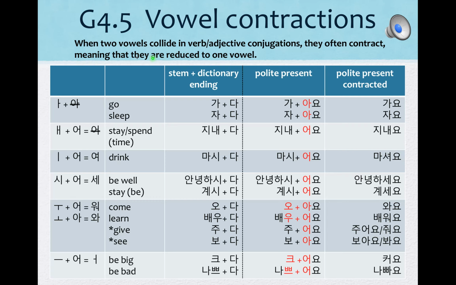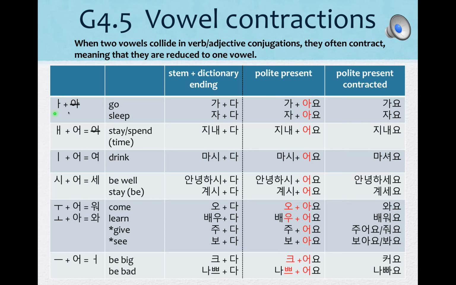Okay, vowel contractions. This gets really confusing. When two vowels collide in verb or adjective conjugations, when they change forms to indicate the verb tense, they often contract, they get reduced to one vowel because our mouths are lazy, basically. So I put columns here: the vowel, meaning the stem plus dictionary ending. This would be what you see in the dictionary. The polite present form, it's either ayo or oyo, you know that. Polite present contracted form, because our mouths are lazy.